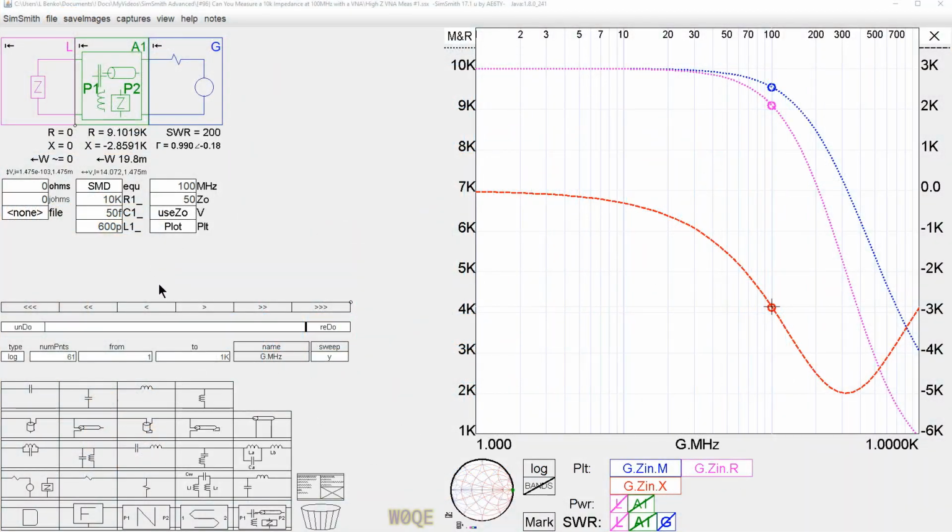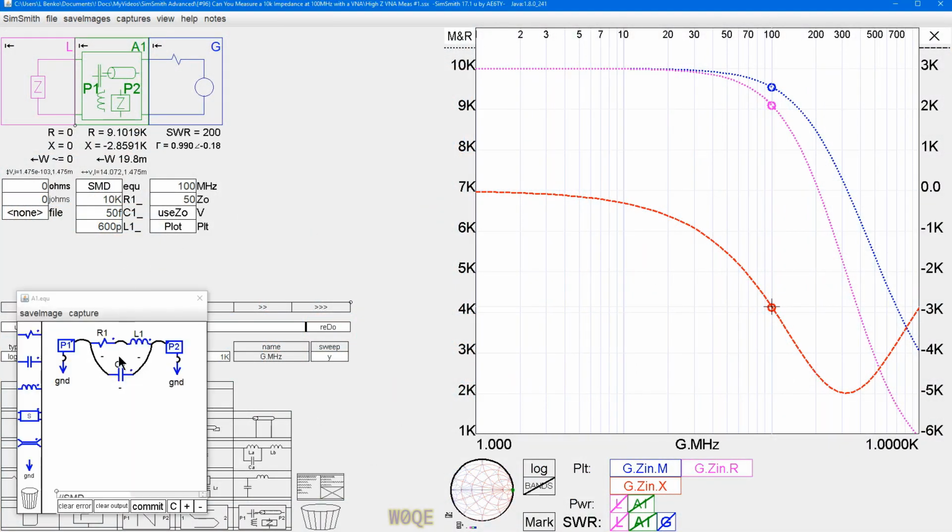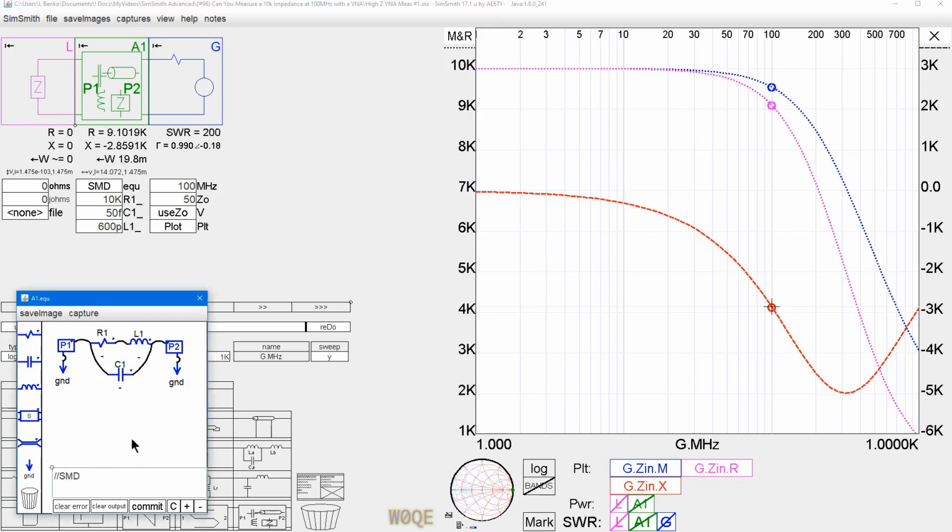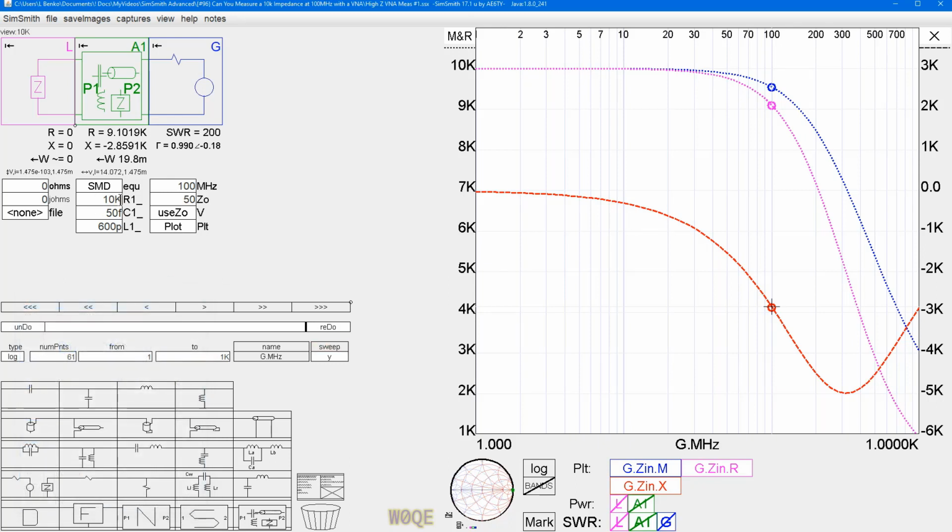Now if we use SimSmith to look at the equivalent circuit for the surface mount component, here's the equivalent circuit that Vache said for the surface mount component: resistance in series with an inductance, and a parallel capacitance across the component. We're going to make a measurement of the impedance right here, so we're doing like an S11 measurement. The resistor value is 10K, the capacitance is 50 femtofarads, and it might be something different, but 50 is approximately the right value. And I use 600 picohenries for the inductance, and we'll see in a minute that really doesn't matter at all.